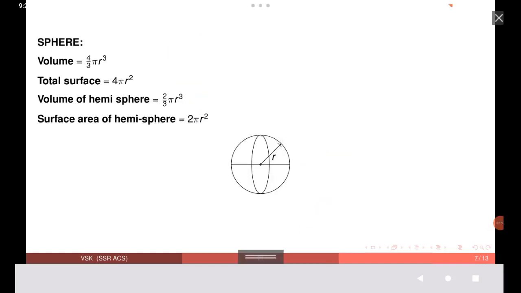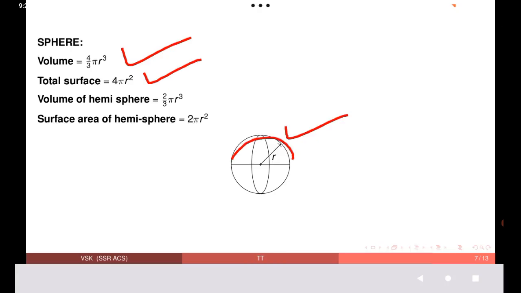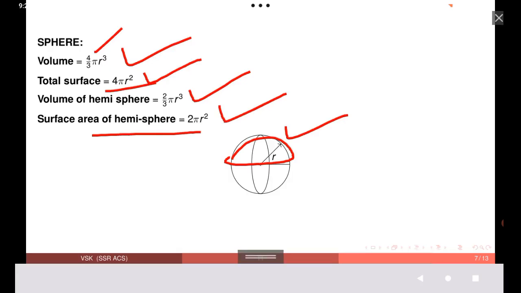In the case of a sphere, if its radius is R, then the volume is 4 by 3 pi r cube. The total surface area is 4 pi r square. The volume of a hemisphere, that is half of the sphere, is given as 2 by 3 pi r cube. So this is half of this. And the surface area of a hemisphere is half of this, so it will be 2 pi r square. All these formulas you will have to memorize.